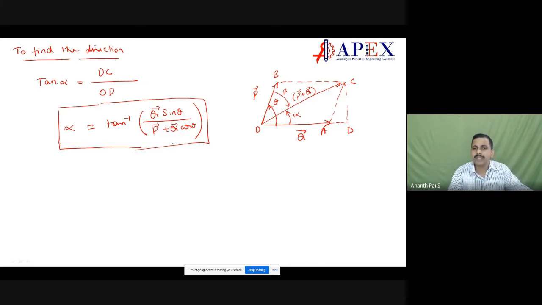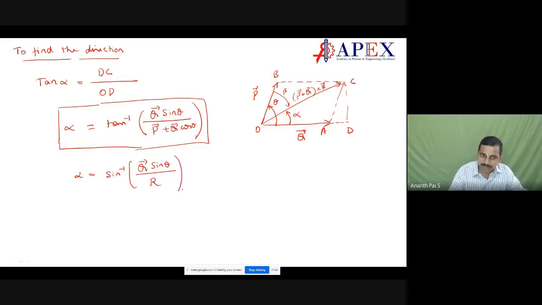Similar way we can do other things also. We can also say in terms of the resultant. If this is R, the resultant magnitude, you can also say alpha is equal to sine inverse of Q sine theta divided by the square root of P square plus Q square, or we will write it as R, divided by the resultant.